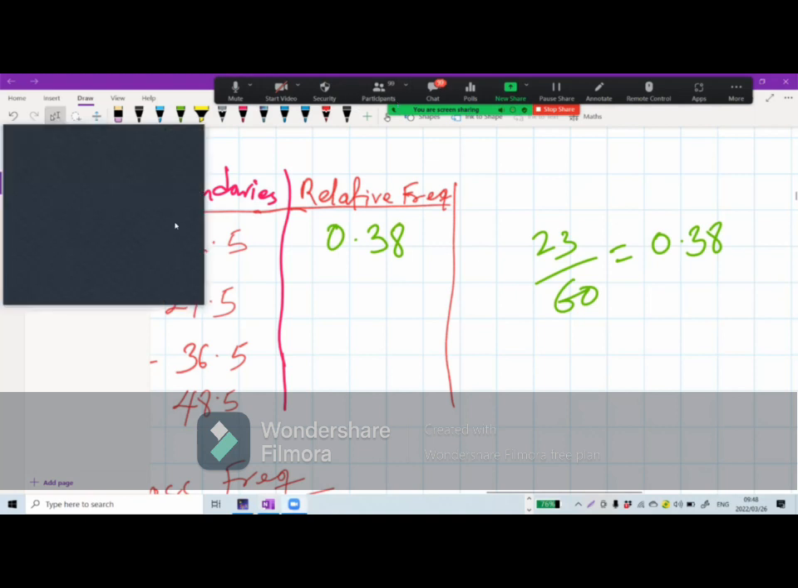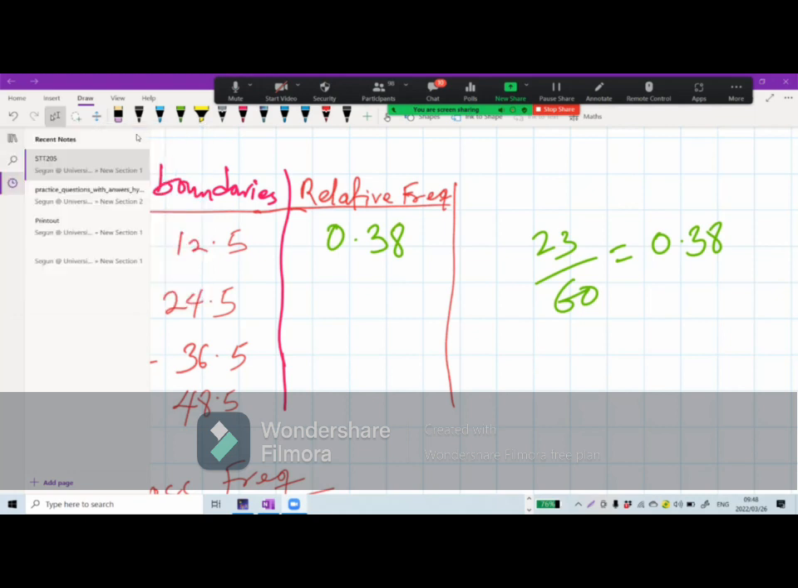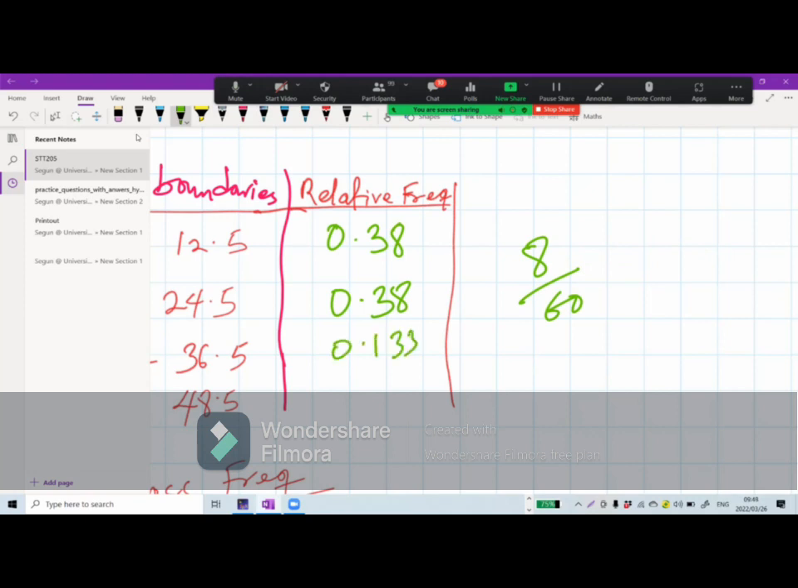The second one is the same thing. Remember, it's the same frequency, so you don't need to punch your calculator. So the third one, 8 divided by 60, right? 0.133, right? Yes, sir. The last one is 0.1.